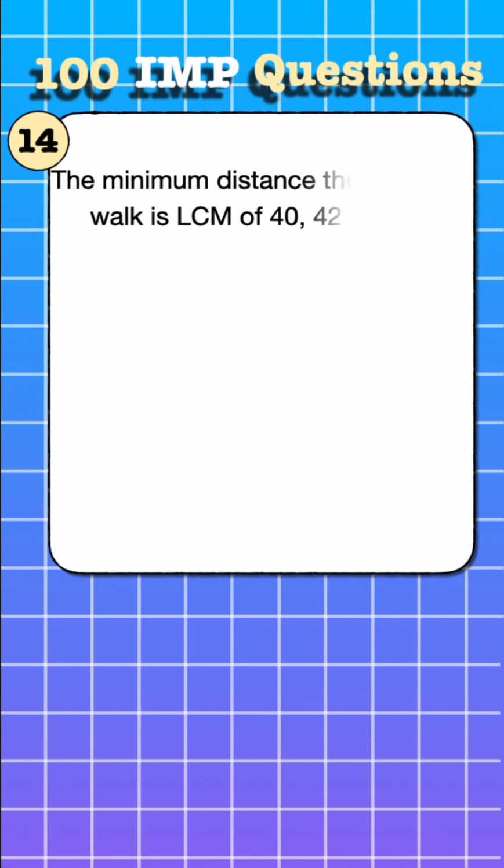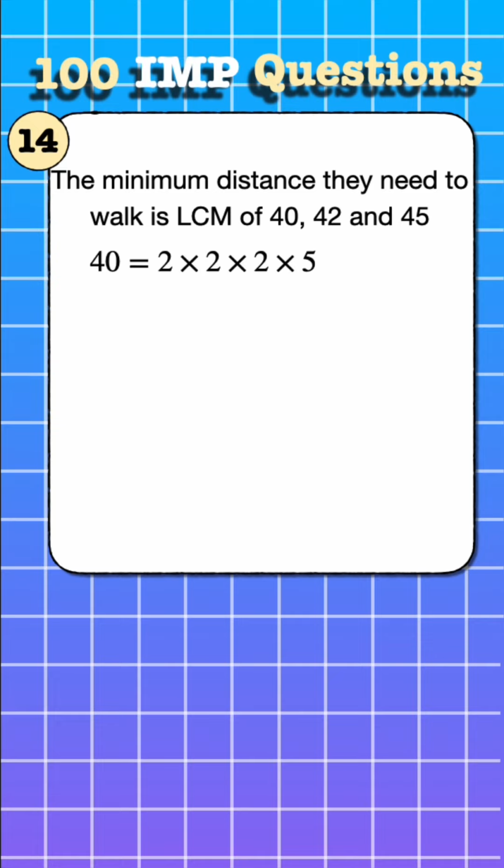So the minimum distance they need to walk is LCM of the three values 40, 42 and 45. 40 if you factorize you will get 2 into 2 into 2 into 5, 42, 2 into 3 into 7 and 45, 3 into 3 into 5. So we have to take highest power of the factor.